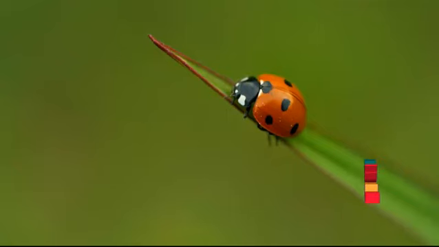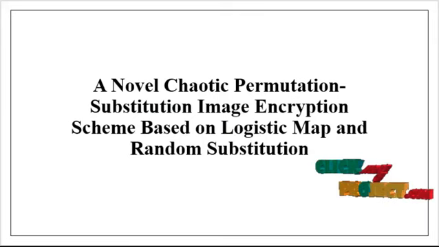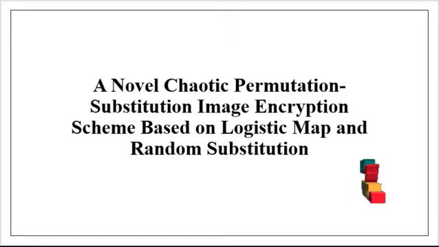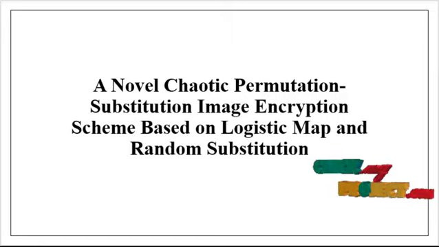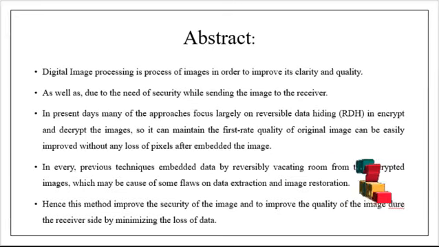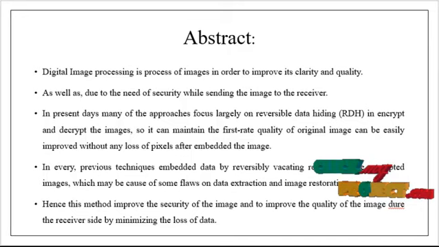Welcome to ClickMyProject.com. Now we are going to discuss the project, a novel chaotic permutation substitution image encryption scheme based on logistic map and random substitution. Now we are going to discuss the abstract of the process.